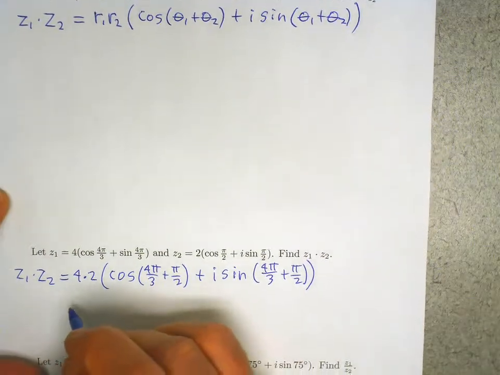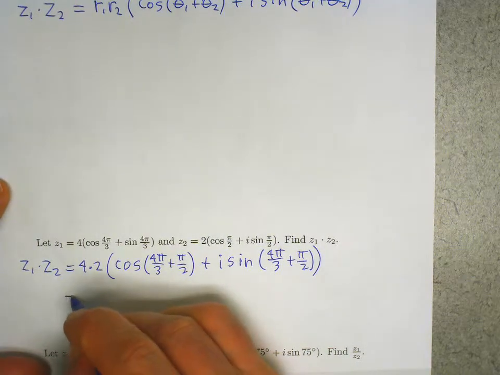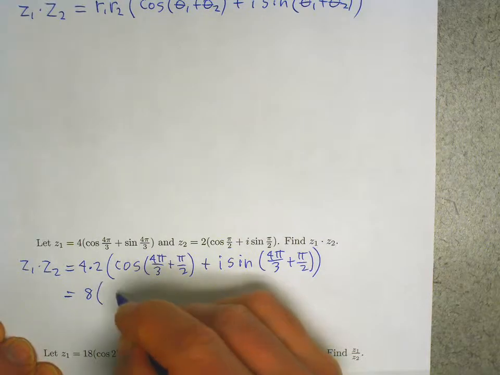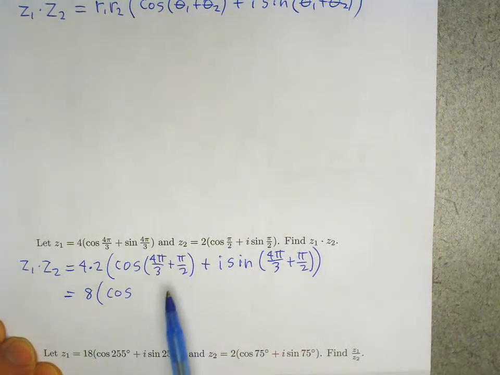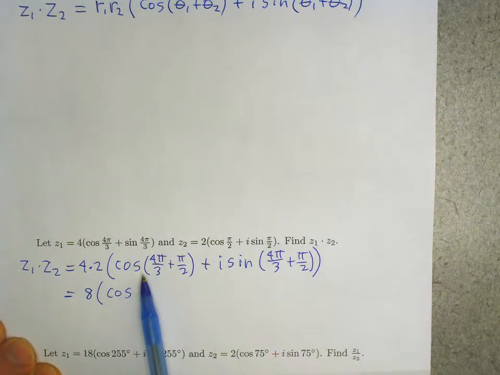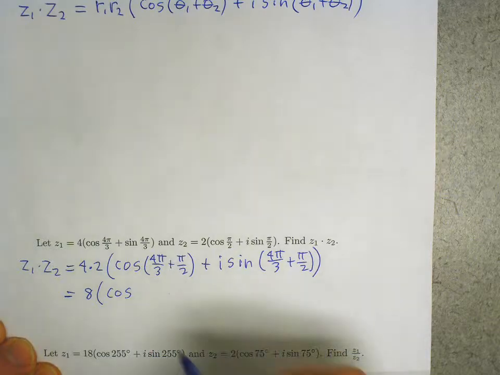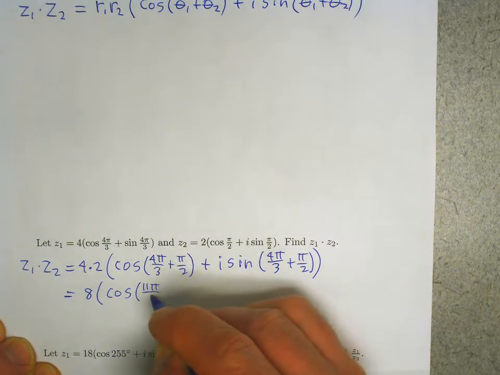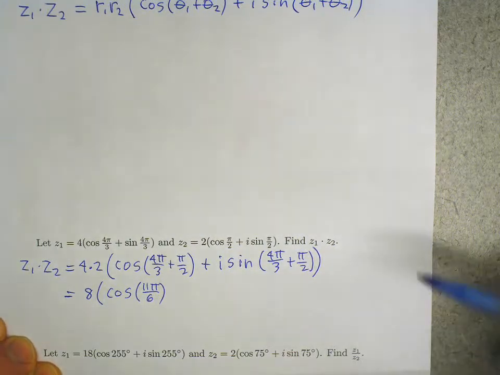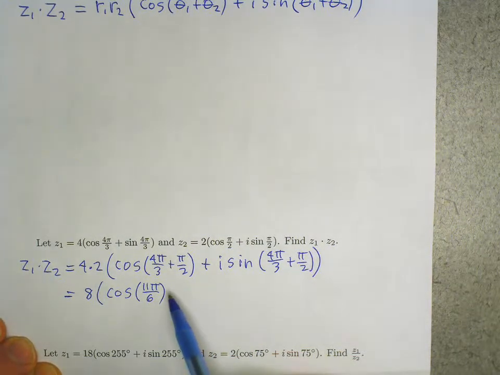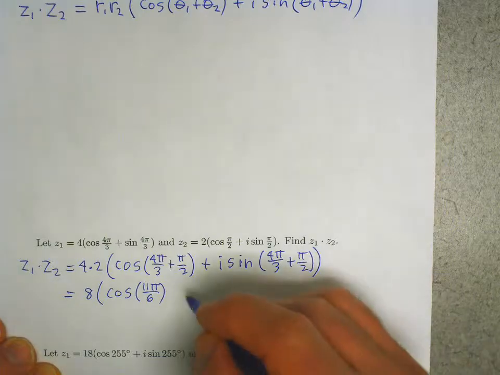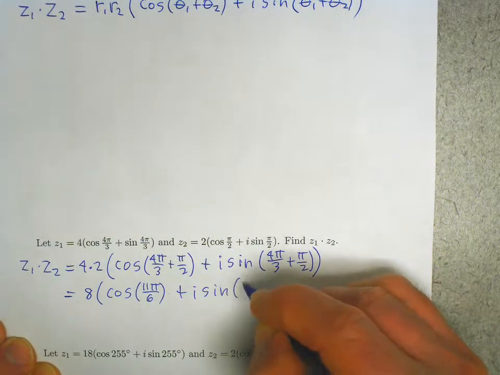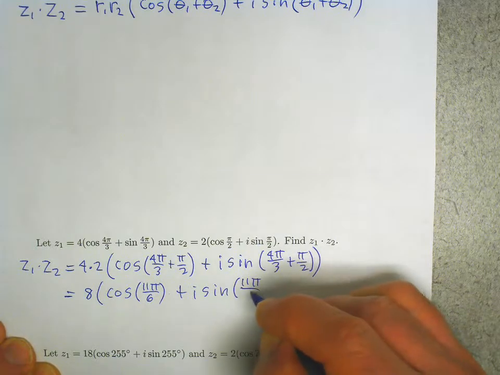So we'll simplify a little bit more. 4 times 2 is 8. And then times the quantity cosine. So this will be 11 pi over 6. Yeah, I think that's right. And then plus I times sine of 11 pi over 6.